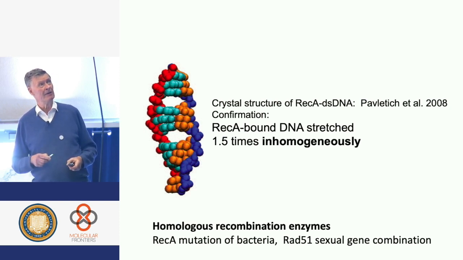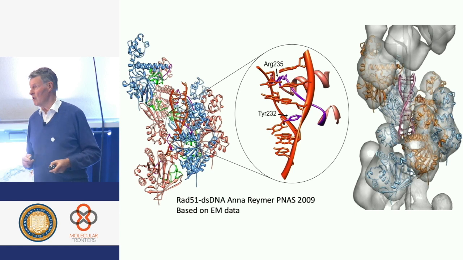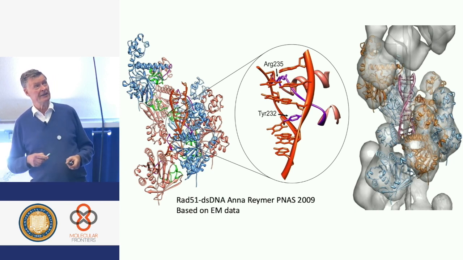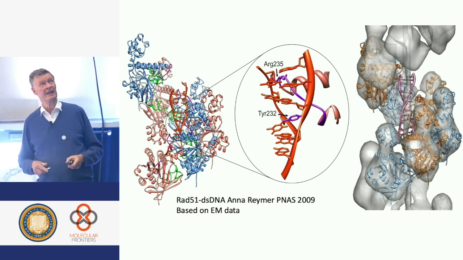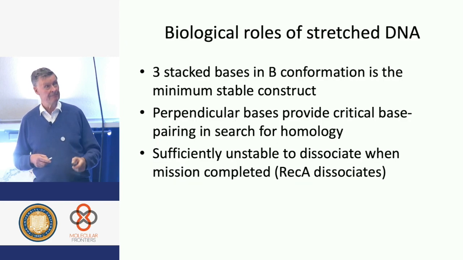So it looks the same. It's about 50% elongated DNA, and it's found here in the crystal structure that indeed the base pairs look like this. A student of mine, Anna Raymer, based on electron microscope electron densities, modeled this, and she indeed showed that 3 bases are stacked, and then a hydrophobic group from the protein is sticking in, intercalating between the bases. So there is a relation. Again, it has to do with the DNA stacking.